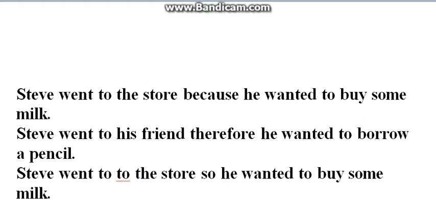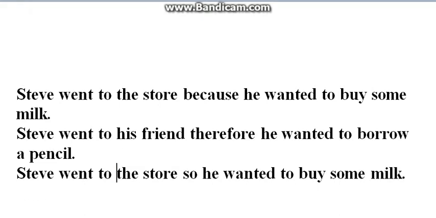Steve went to his friend. Therefore, he wanted to borrow a pencil. So Steve went to his friend. Once he went to his friend, he wanted to borrow a pencil. So him going to his friend caused him to want to borrow a pencil. Steve went to the store, so he wanted to buy some milk. We have the word because in the first one, therefore here, and so here. So I think you understand the point. You can have clauses that cause other clauses.